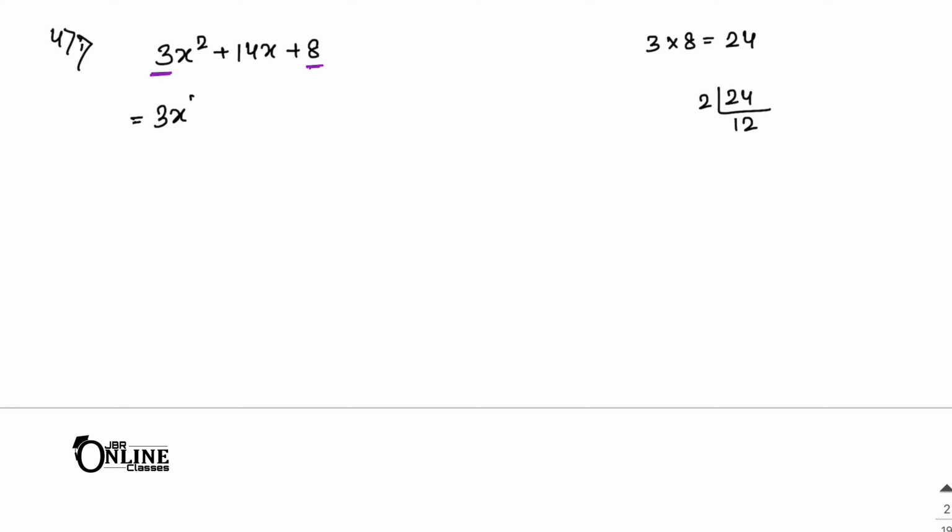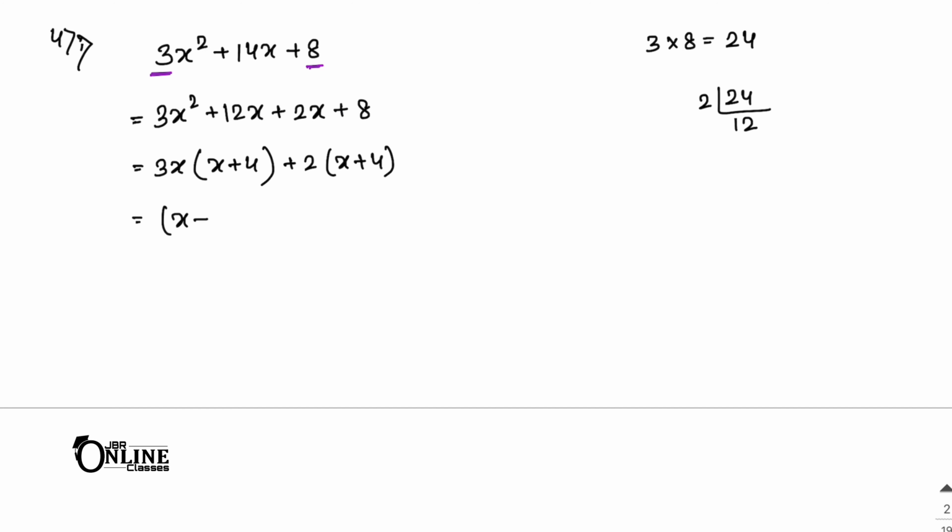So you can write down 3x square plus 12x plus 2x plus 8. That means here I split 14 into 2 plus 12. Okay, now here 3x common, it becomes x plus 4. Here 2 common only, it becomes x plus 4. So that means here your answer is x plus 4 into 3x plus 2. Okay, it's very easy. Now next, number 2.